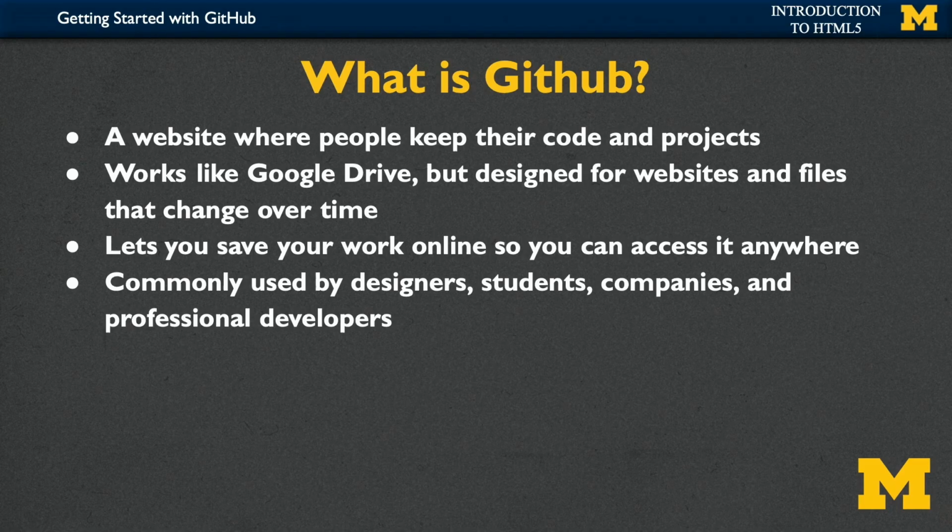The easiest way to think about it is that GitHub is kind of like Google Drive, but specifically for website files and code. It's a place where you store your work online so that you can get to it from any computer. Lots of people use GitHub, students, designers, companies, but don't worry, we're just going to use it at a very simple level. You don't need any programming background to use the parts we'll be using. For this class, GitHub is basically going to be your online folder for your web pages.